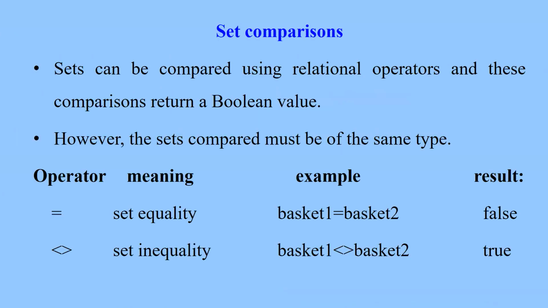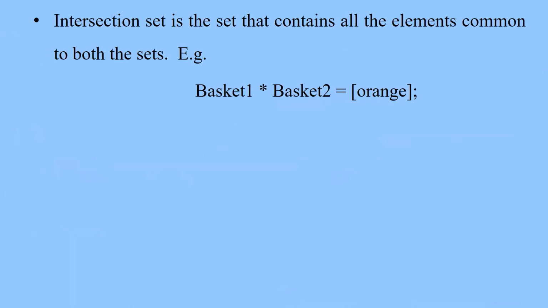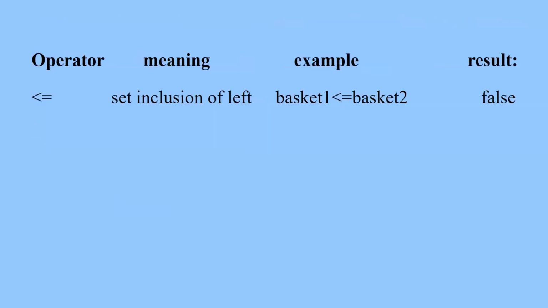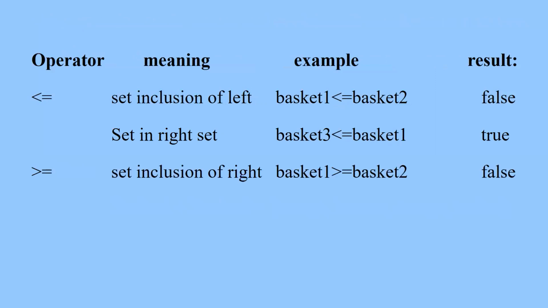Because basket 3, as we have seen, contains 2 members. And of course, those members are the same members that are in basket 1. But basket 1 has 3 members, while basket 3 has 2. And therefore, the expression basket 3 is less than or equal to basket 1 is true.